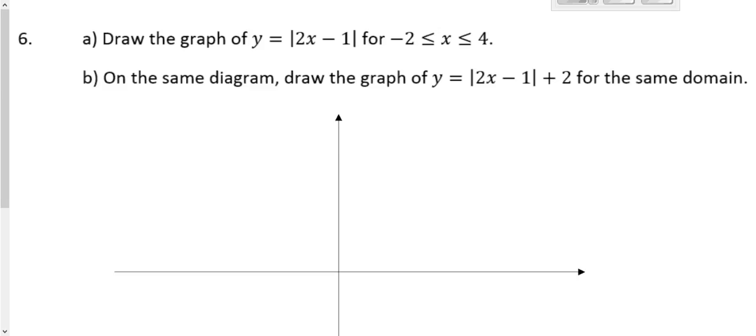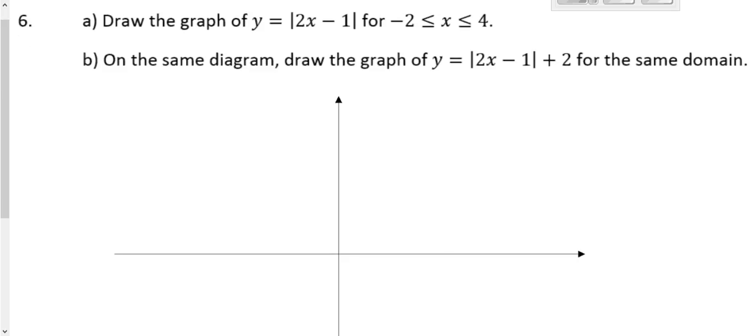There's nothing specific that they ask us to point out. So we're just going to need to draw on that domain. So let's get from -2, 1, 2. There's -2. And they want us to go up to 4. So 1, 2, 3, and 4.